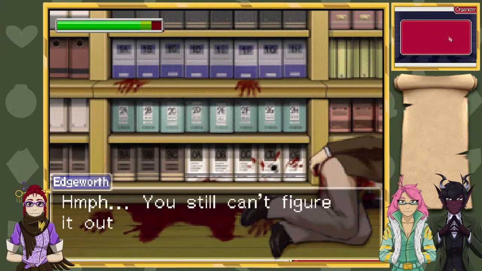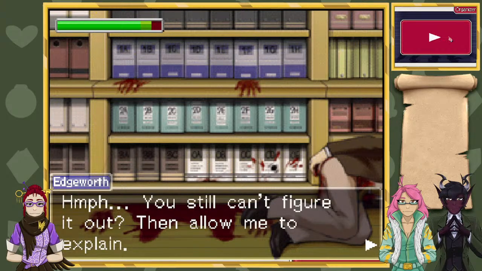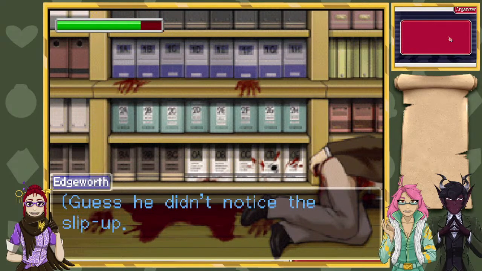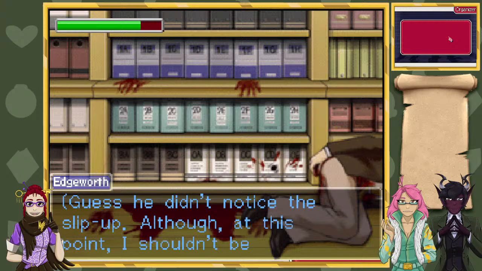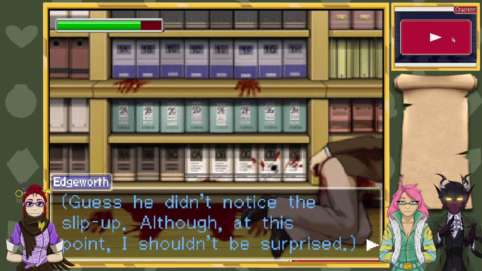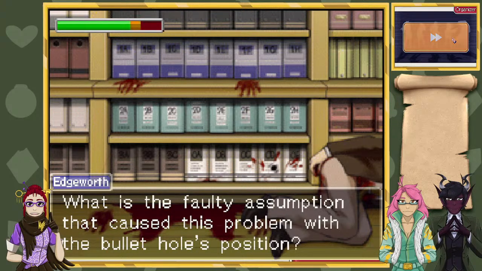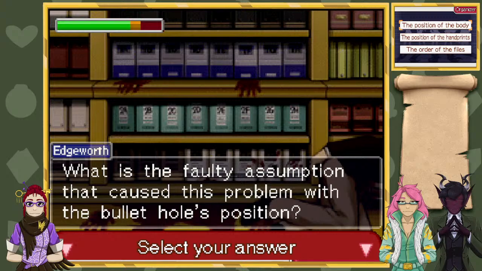The files. You still can't figure it out? Then allow me to explain. Yes, please, sir. Please, Edgeworth. We're at a loss. But we trusted Gumshoe. No, yeah, I know, but it is wrong. Guess he didn't notice the slip-up. Although at this point, I shouldn't be surprised. We never said we don't trust Gumshoe.